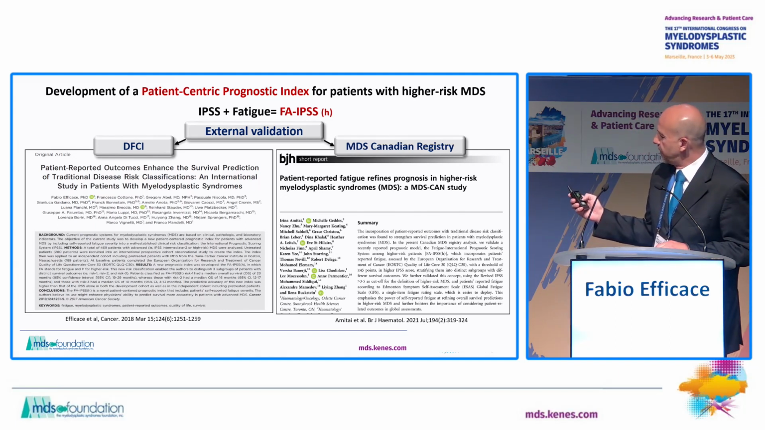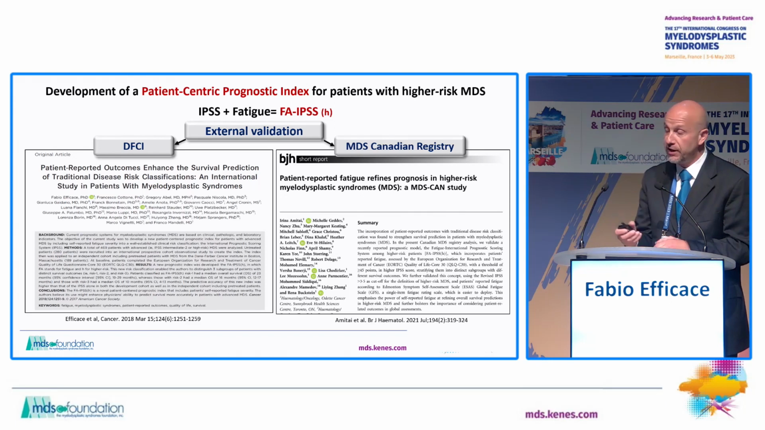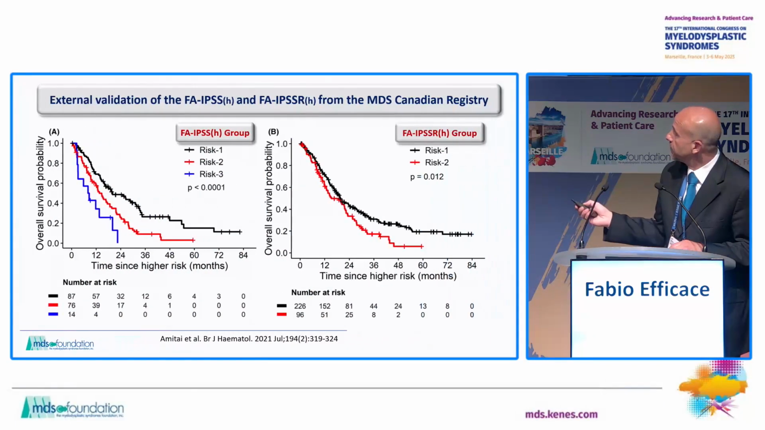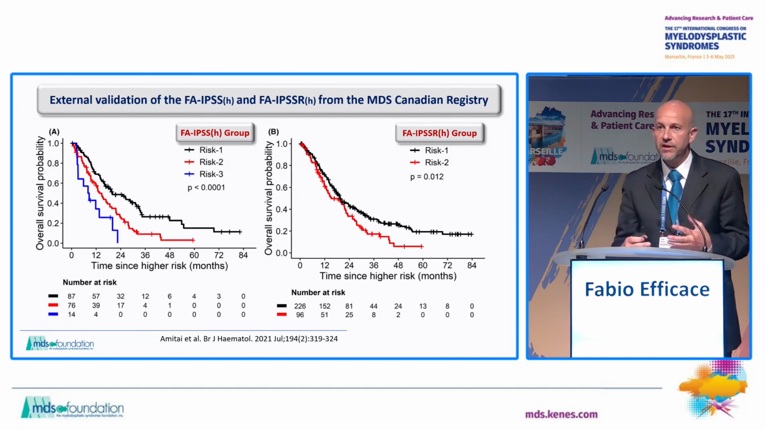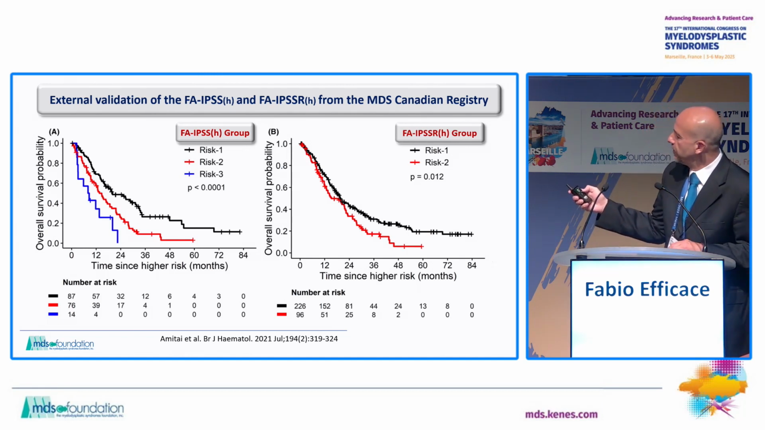Let's move on, and I'm going to show you that this line of research, basically the importance of the quality of life data or patient-reported outcome data when looking at prognosis, is a very important aspect. Before doing this, these are the survival curves stemming from the MDS Canadian Registry. You see that we can identify 3 groups of patients rather than the 2 identified with the IPSS classification, rather than identifying intermediate and high risk. By using the fatigue IPSS, we were able to identify 3 groups of patients.